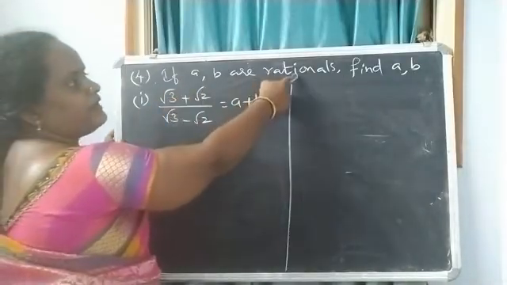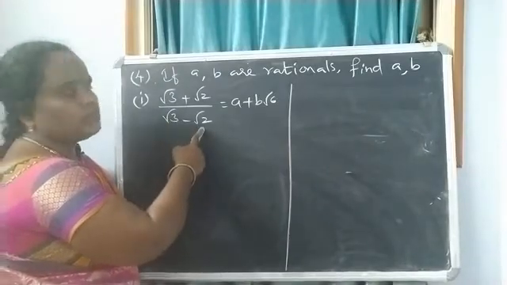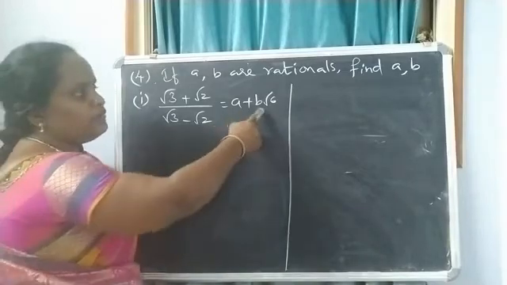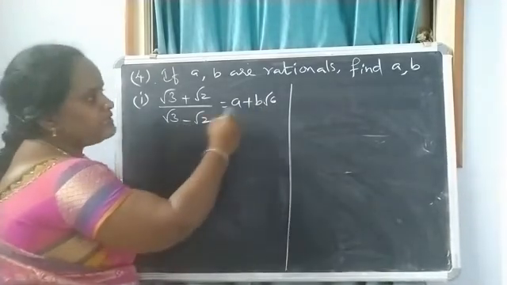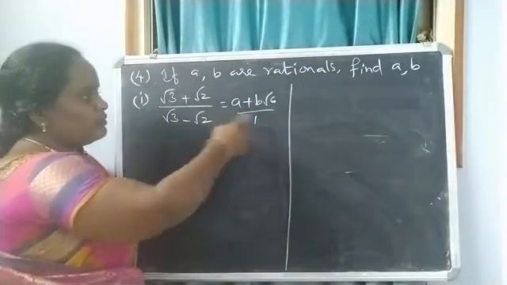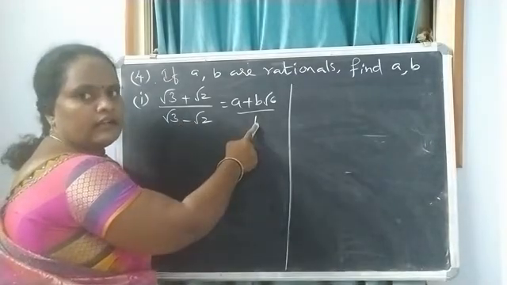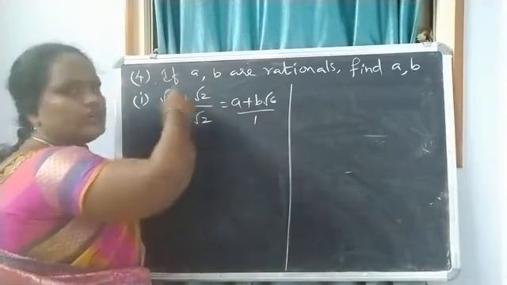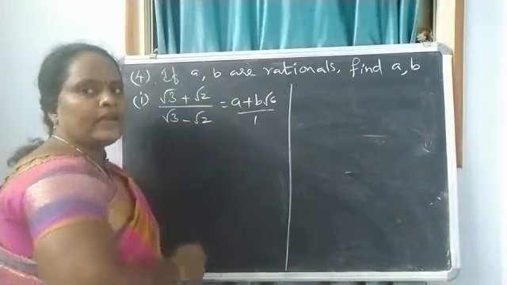Let us see the fourth question. If a and b are rationals, find a and b. Root 3 plus root 2 divided by root 3 minus root 2 is equal to a plus b root 6. So here we need to find the missing values a and b. If both are equal, if we see here, there is no denominator on the right side, meaning 1. So here both are equal. The denominator in the LHS has root 3 minus root 2, while the RHS is rationalized. So here we need to rationalize the denominator on this one. Then we get this form. So we have to compare and find the a and b values.